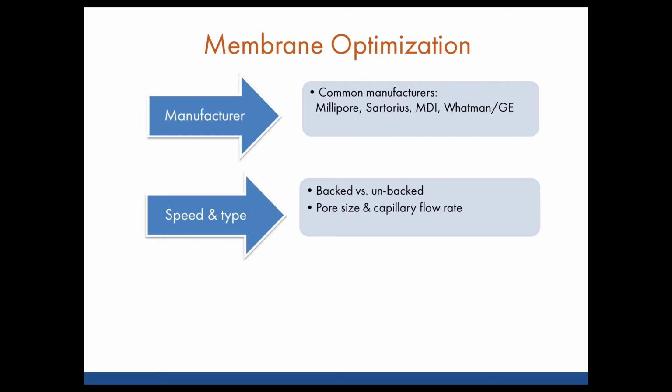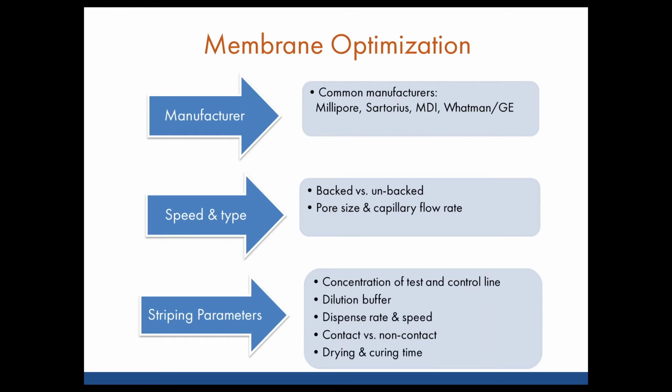On the other hand, faster membranes are often less sensitive but tend to work better for competitive assay formats, for assays that have nonspecific binding issues, or for assays that need a faster read time, such as 5 minutes instead of 20. The last aspect here is the striping parameters.